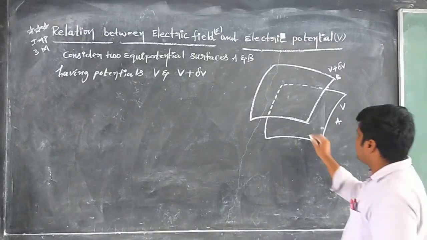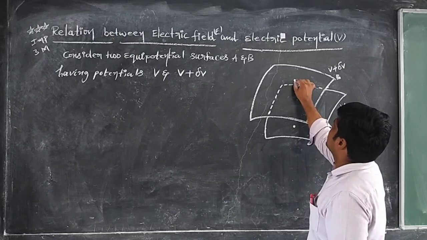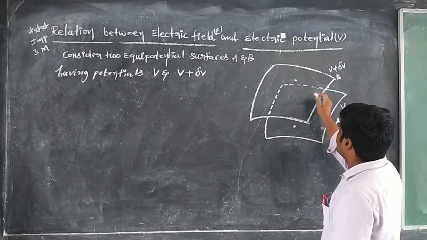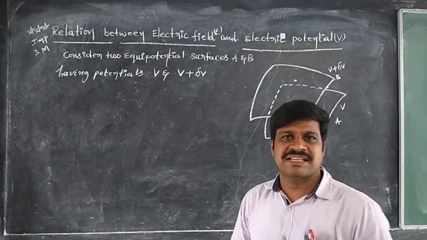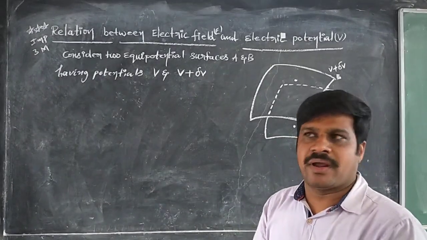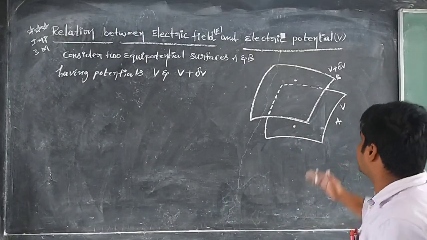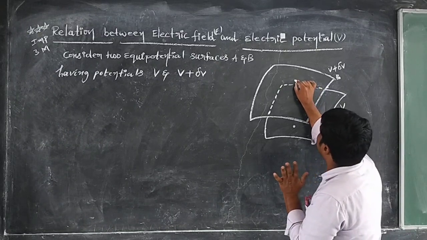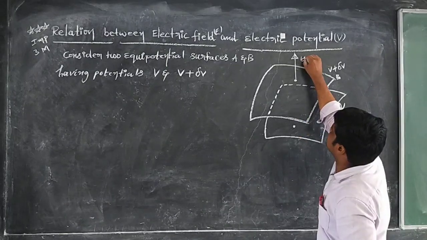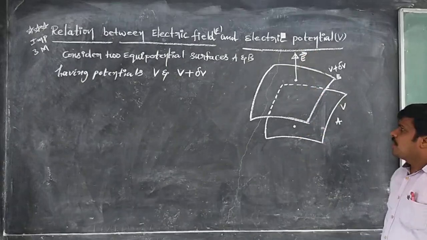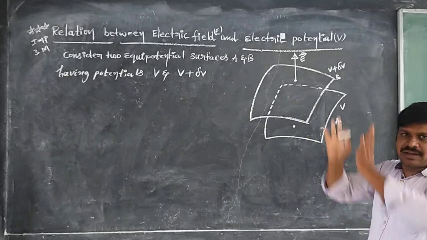On the equipotential surface, see, there is a center point, and on the other one there is another center point. Previously I told you the second important point about equipotential surfaces: the electric field line is always normal to the equipotential surface. So the direction of electric field is drawn normal. For either of these equipotential surfaces, the electric field is normal to the surface.